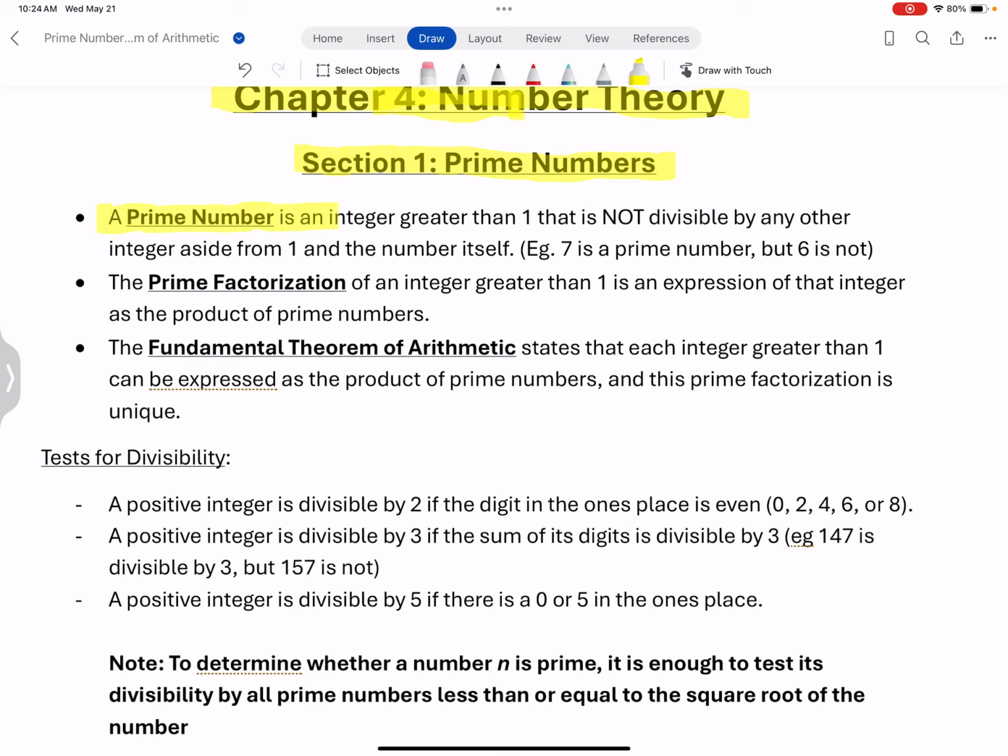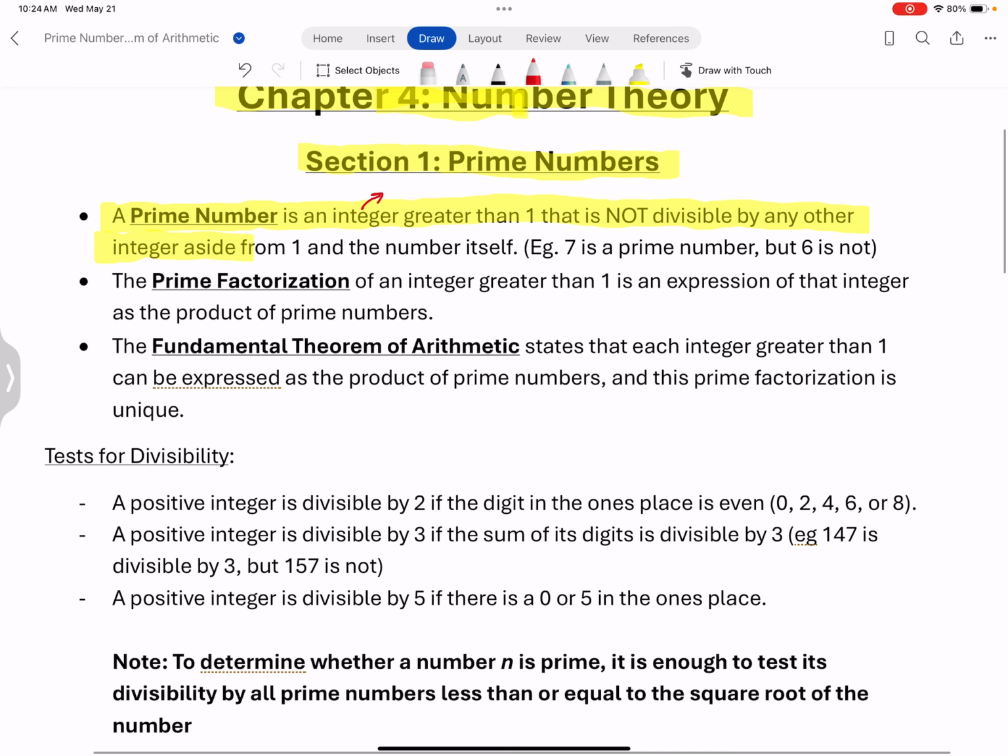A prime number is an integer greater than 1 that is not divisible by any other integer. Integers are basically whole numbers, the same thing. An integer greater than 1 means 2, 3, just the counting numbers, I guess. So no fractions, no decimals. We're just looking at the positive counting numbers and not 1. We don't talk about 1 as far as prime numbers go. 7, 8, on and on forever.